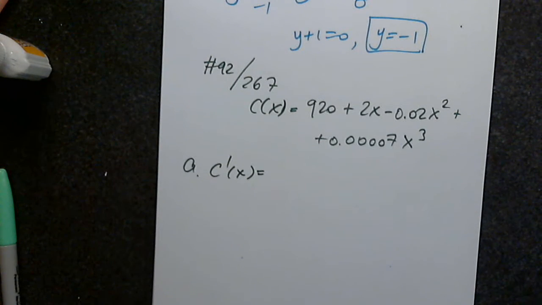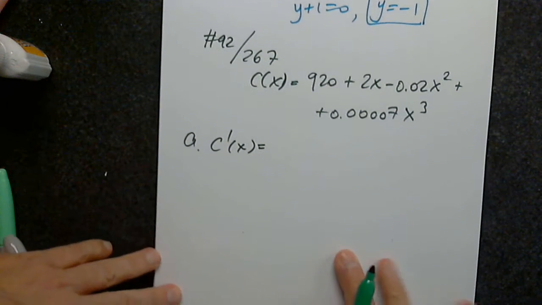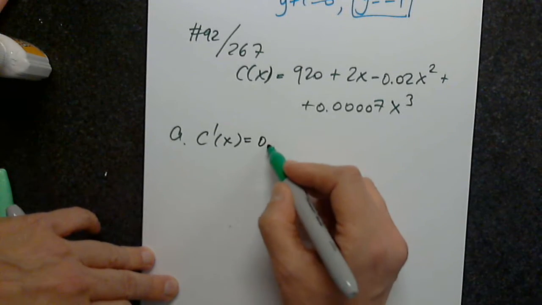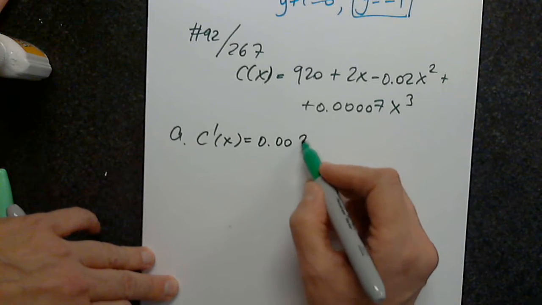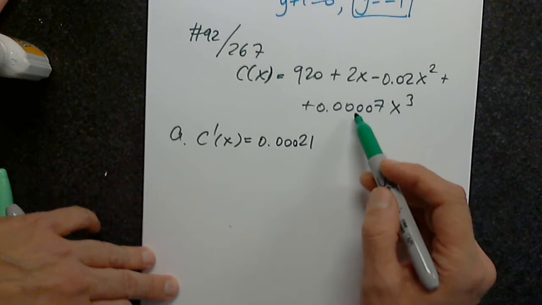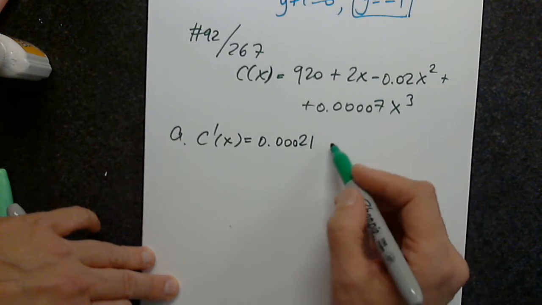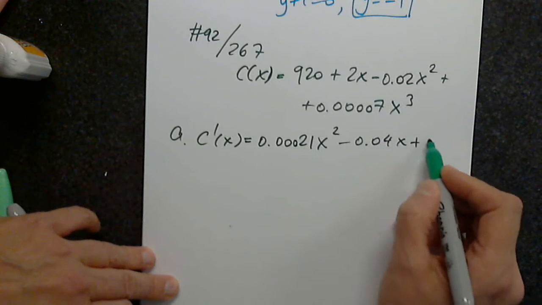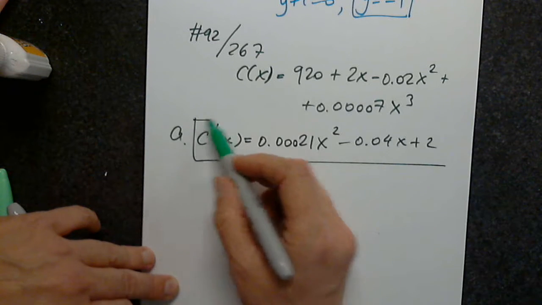So C prime is, can anyone give us C prime? I would arrange it in descending order when I write it. So I will have 0.0021, no, it's 3 zeros. 3 zeros, 21 x squared minus 0.04x and plus 2. I will write it in the correct order.